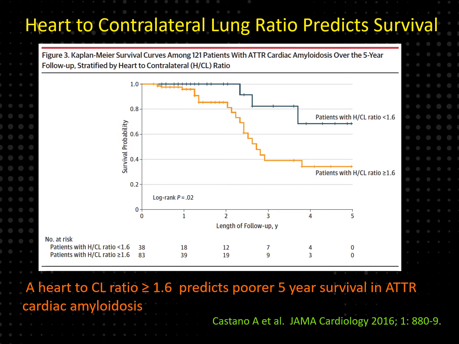The importance of the determination of pyrophosphate uptake in the heart is illustrated on this slide, showing that patients with a ratio of 1.6 or greater have a significantly poorer 5-year survival than those with a smaller ratio. So it is important to give this type of information to your colleague in cardiology.